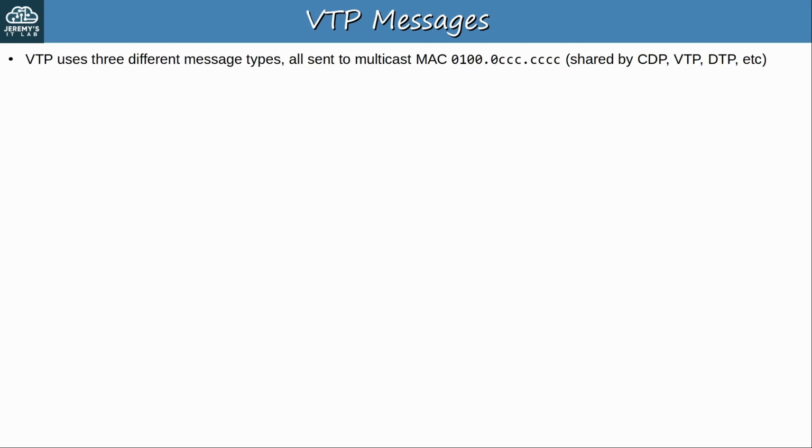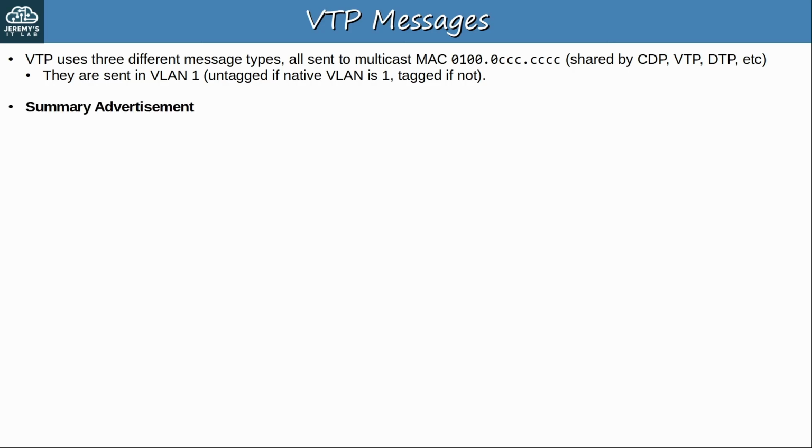Next, let's look at the different VTP message types. You don't need to know the contents in detail, but I'll give a quick summary. VTP uses 3 different message types, all sent to multicast MAC 0100.0CCC.CCCC. I mentioned this one in the DTP video. It's shared by multiple protocols such as CDP, VTP, DTP, etc. VTP messages are sent in VLAN 1, untagged if the native VLAN is 1, or tagged in VLAN 1 if not. The first kind of message is summary advertisement.